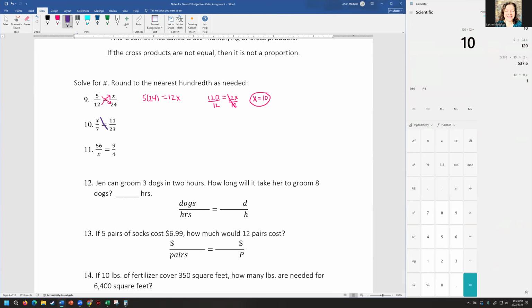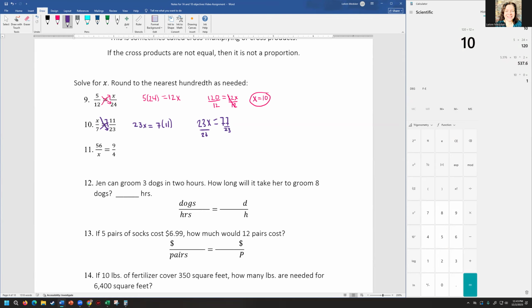I've got the first diagonal is x times 23, so that would be 23x. I usually write my number before my variable. And then our second diagonal, after we write our equal sign, is 7 times 11. Now that one I do know off the top of my head, that is 77. So this would be 23x equals 77. And we're going to divide by the number next to x. That's the one you divide by. So we're going to divide both sides by 23.